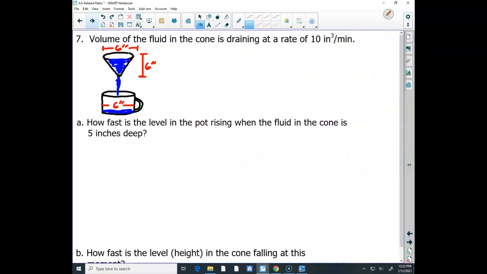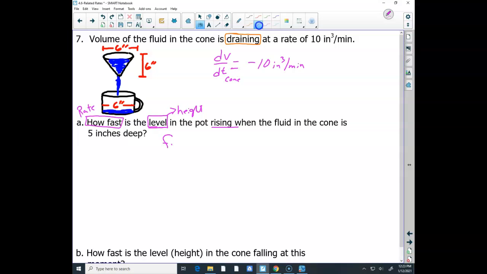Okay? So now we're going to move on to number 7. Okay? Volume of the fluid of a cone is draining at a rate. So it's draining. Okay? So I know dV dt for my cone actually equals negative 10 inches cubed per minute. Okay? And what they want to know is how fast, find the rate. How fast is the level, the level is the height, in the pot rising when the fluid in the cone is 5 inches deep.